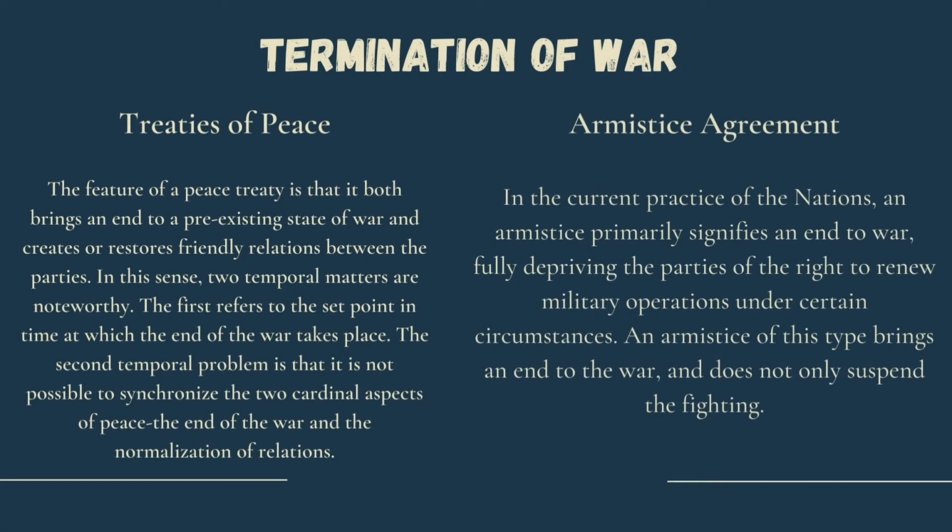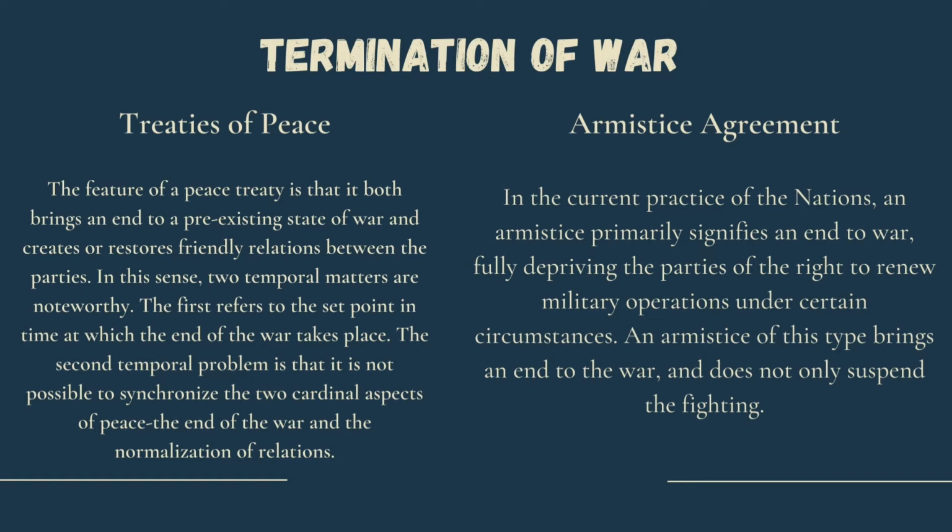The first mode of termination of war is treaties of peace. The feature of a peace treaty is that it both brings an end to the pre-existing state of war and creates or restores friendly relations between the parties. In this sense, two temporal matters are noteworthy. The first refers to the point at which the end of war takes place. The second temporal problem is that it is not possible to synchronize the two cardinal aspects of peace, the end of war and the normalization of relations.